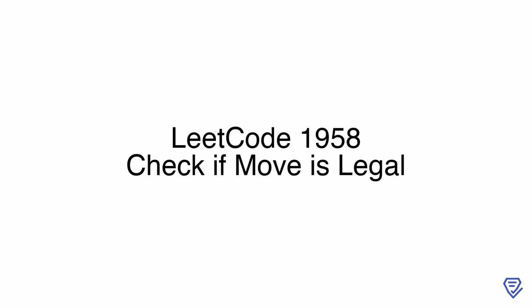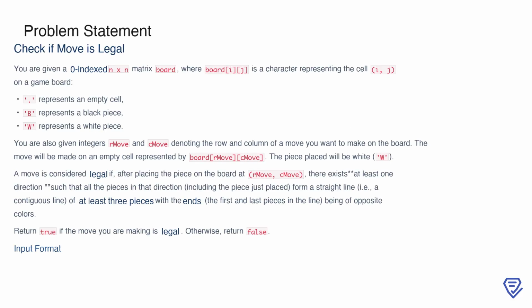Let's dive in. The problem involves a game board represented as an N by N matrix, where each cell can either be empty, contain a black piece denoted by B, or a white piece denoted by W. You are given the coordinates of a move, specified by rMove and cMove, which correspond to an empty cell where a white piece, W, will be placed. The goal is to determine whether this move is legal.